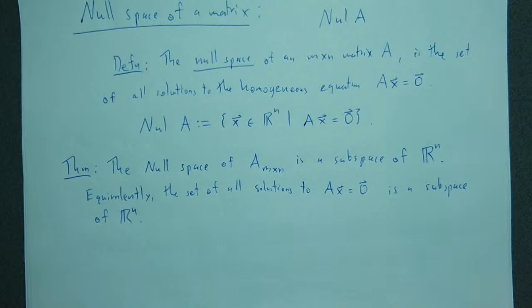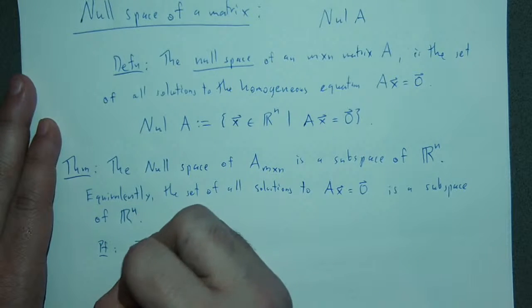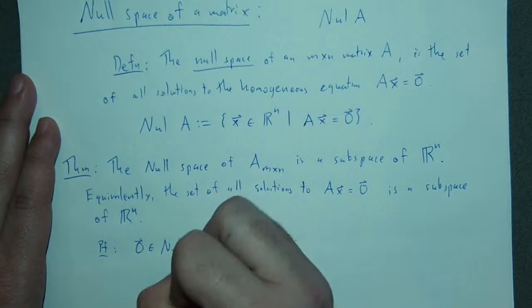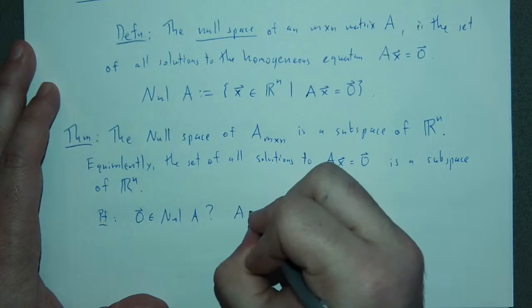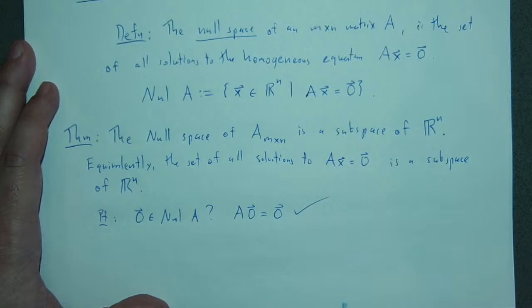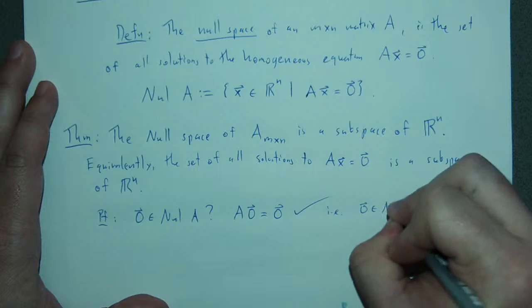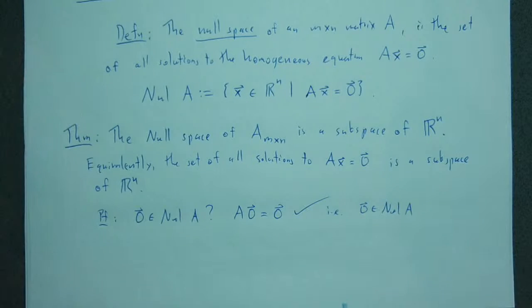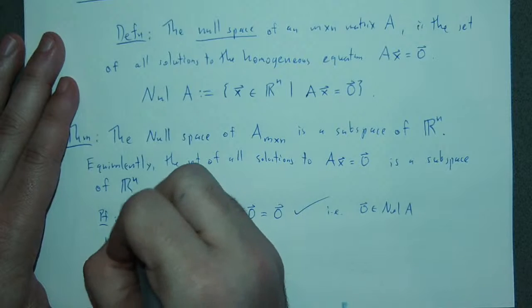Just to quickly check this, does 0 belong to null A? Let's prove this quickly. Is the 0 vector in the null space of A? Well, A times 0 is equal to 0, so yes, it is. That is, the 0 vector is in null A. So that's to check 1.